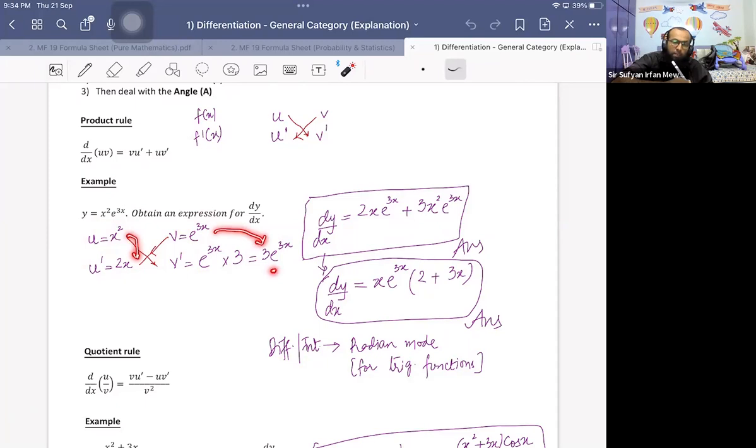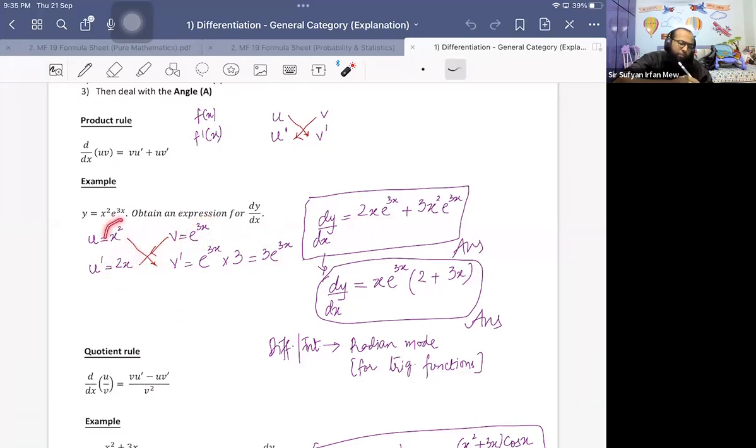Right? Then we need to find the differentiation. So we are going to multiply v by u prime, and then we multiply u by v prime. So e power 3x multiplied by 2x will give us 2x e power 3x. V multiplied by u prime: e power 3x into 2x is 2x e power 3x.